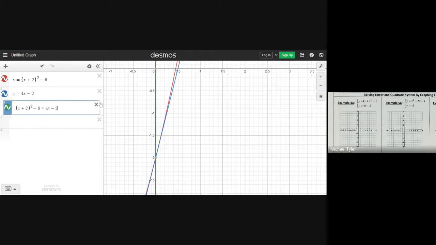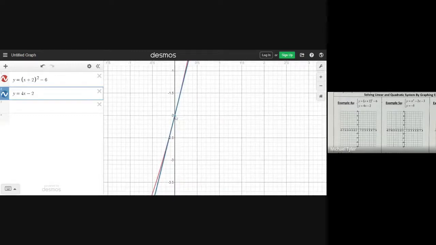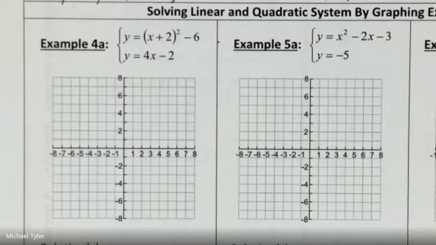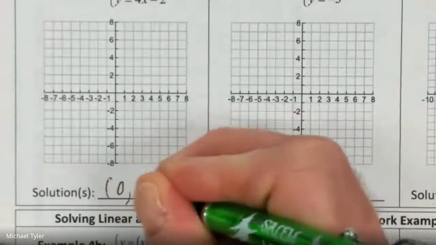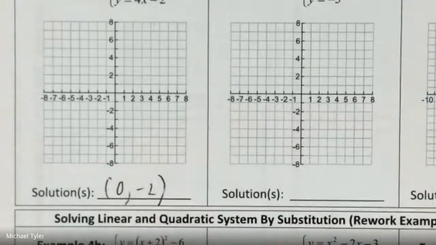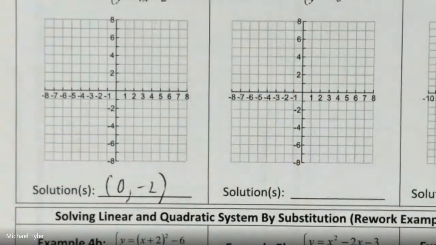Okay, all right, I won't worry about it then. So our solution here is going to be (0, -2), because that's where they cross each other. When we write our answer, we're going to write (0, -2). You can check that just by plugging in 0 for x, and that'll tell you if you're correct or not.